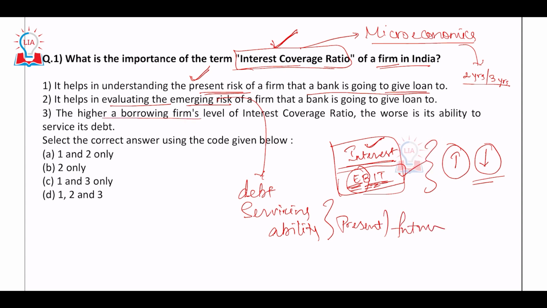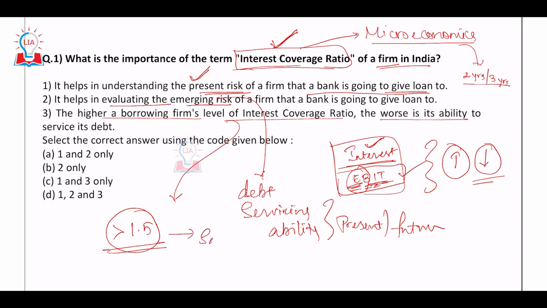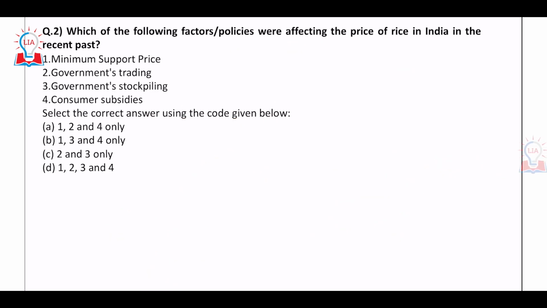Now, the second statement: the higher the borrowing firm's interest coverage ratio, the worse is its ability. No, it's exactly the opposite, right? Generally, if this ratio is more than 1.5, then it is assumed that it is safe enough to give a loan to such a firm. If it is less than 1.5, then we consider the firm to be vulnerable, so you're not supposed to give a loan to it. So by this measure, the answer would be A, 1 and 2. It was a pretty direct question, I would say.